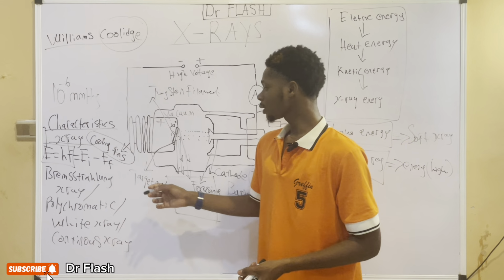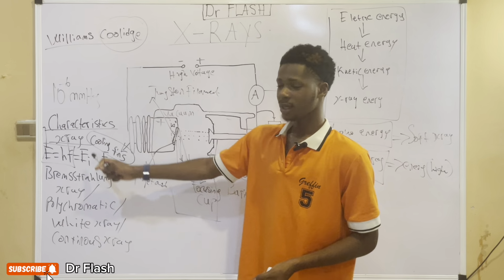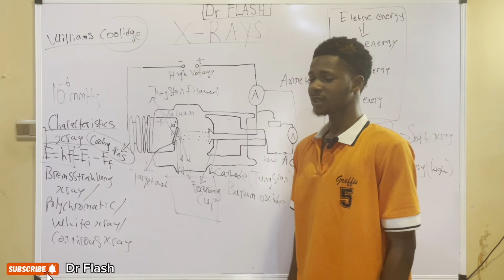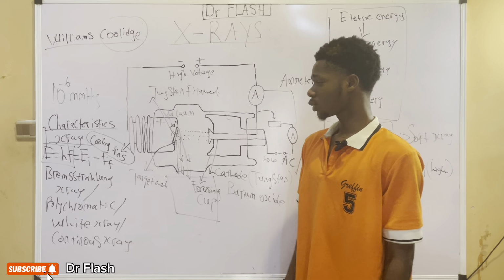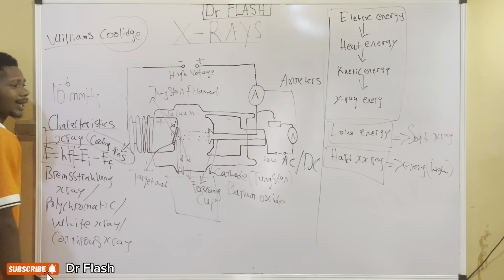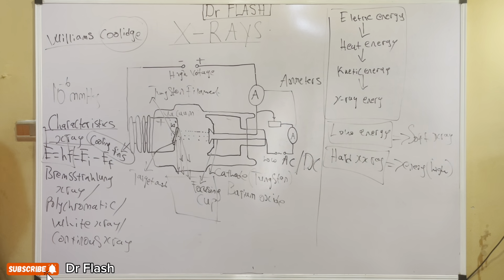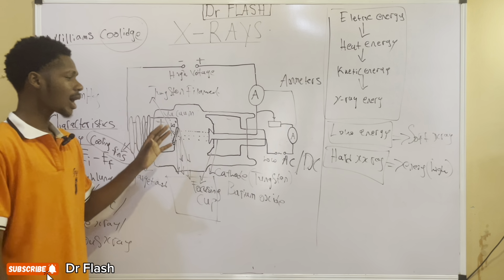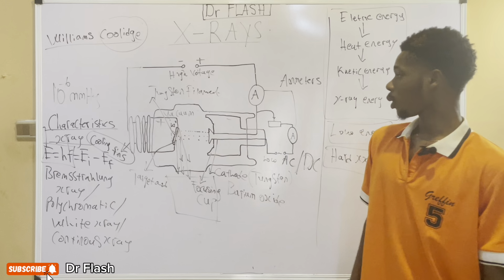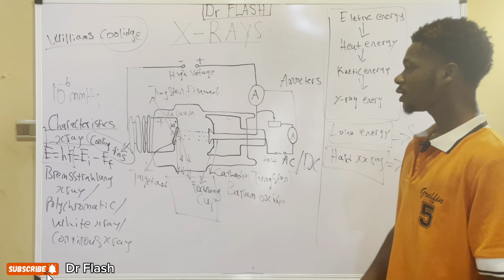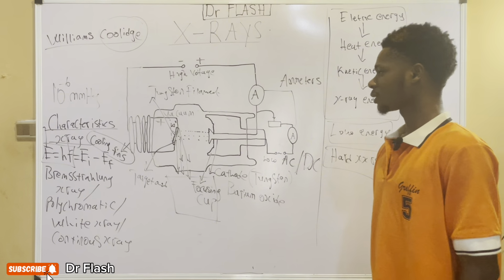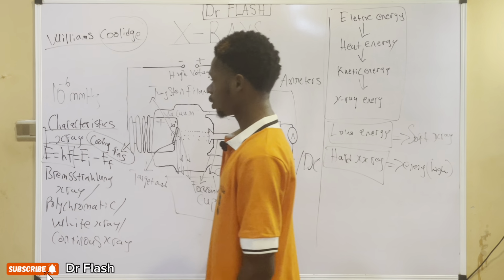So we want to produce X-rays that have a very high frequency, or otherwise an X-ray that has a low wavelength. A good X-ray is one that has high frequency and low wavelength, or high energy. So this is how X-rays are produced using a Coolidge tube, or the Coolidge chamber. It is very easy, and in our next few videos we'll talk about the other kinds of production of X-rays.